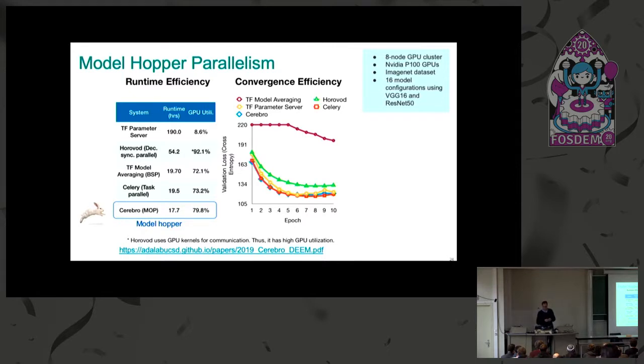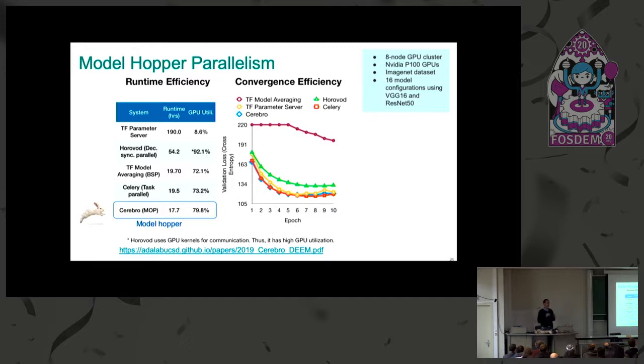Well, it performs pretty well. This is from the paper. The curve that we're looking at here is, like before, a loss curve on the y-axis, and epoch, so number of passes over the data, on the x-axis. And the model hopper is one of the bottom curves, so it has very good convergence performance. And if you look at runtime and GPU utilization compared to other methods, it's pretty good. So it has high GPU utilization, and as a result, it has very good runtime.